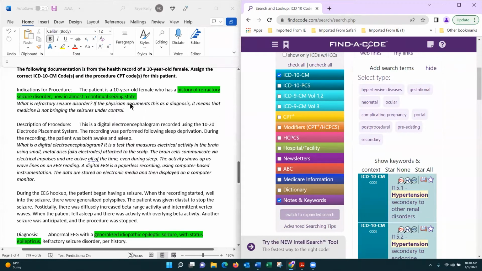So once again, what I've done is in these two documents today, I broke down what I want you to do in your homework when you're looking at these reports. What is refractory seizure disorder? It simply means that the medicine's not bringing the seizures under control. So you need to know that.